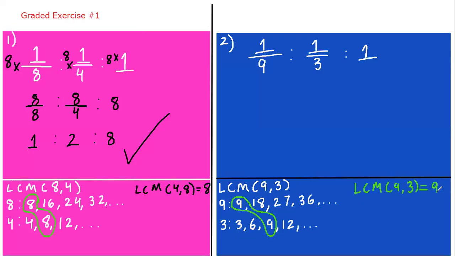Good. So now what we need to do is take 9 and multiply it by what? Multiply by 9 in each case. Very good. Multiply by 9. 9 times 1 is 9. Very good. So it's 9 over what? 9 over 9.